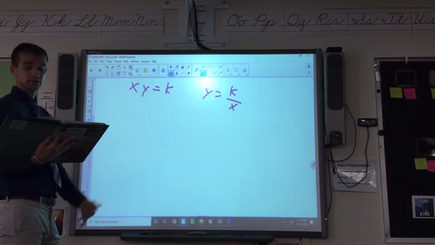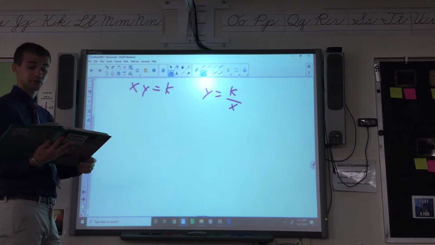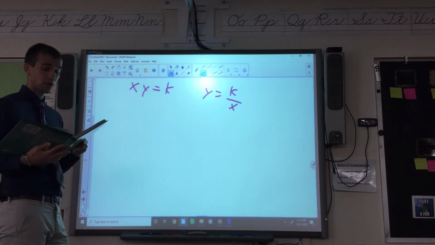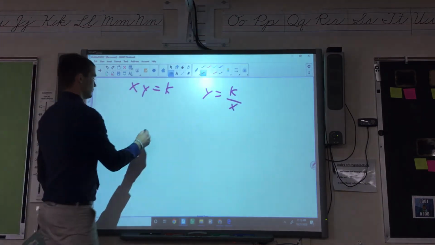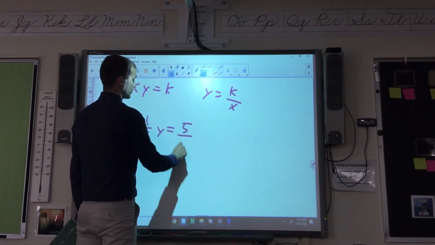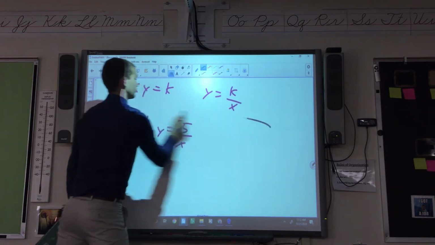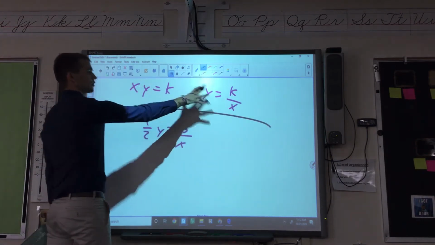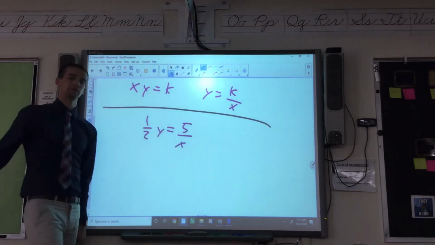tell whether the equation represents an inverse proportion. If so, find the constant of proportionality. So, 1/2 y equals 5 over x. I'm going to put this black line and switch my color, because this purple stuff is just what we're doing for the example.